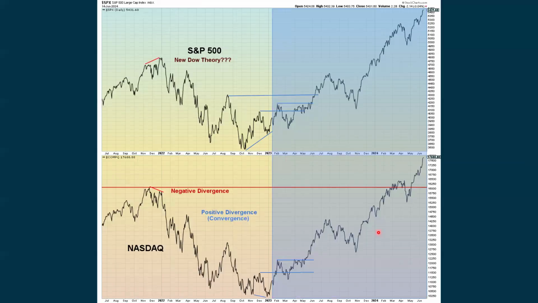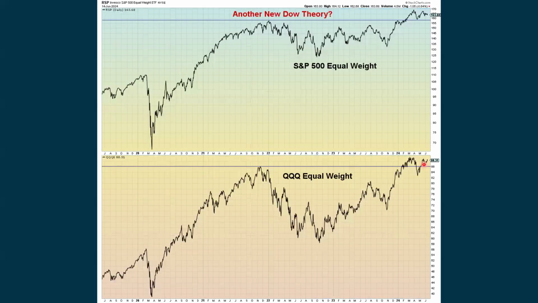We look at a new idea behind Dow theory, where instead of using the Dow, we use the S&P. Instead of using the transports, we use the NASDAQ, because that's how our culture is based right now. We're just coming off of setting all-time highs with the S&P, and we're also coming off of a new all-time high set on Friday with the NASDAQ. So this is looking solid.